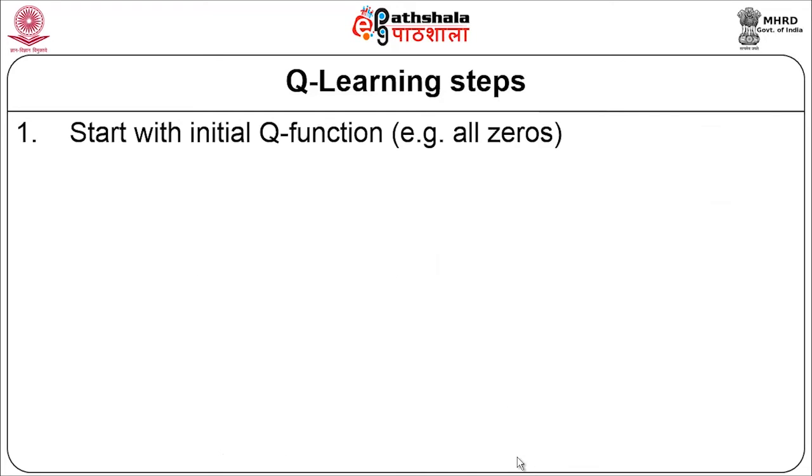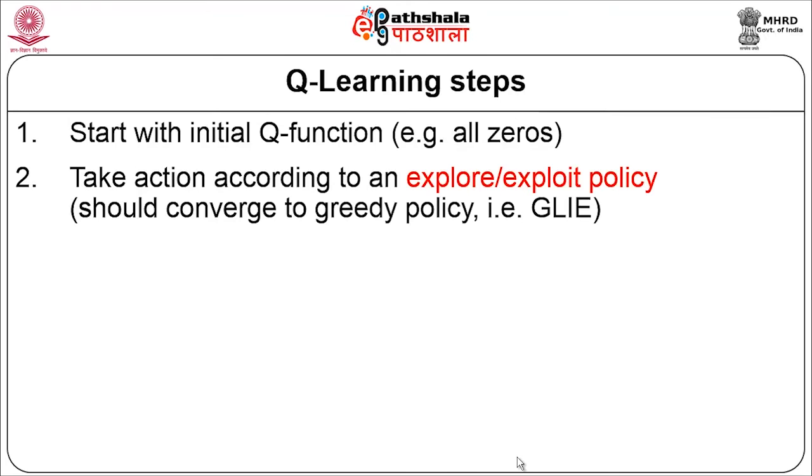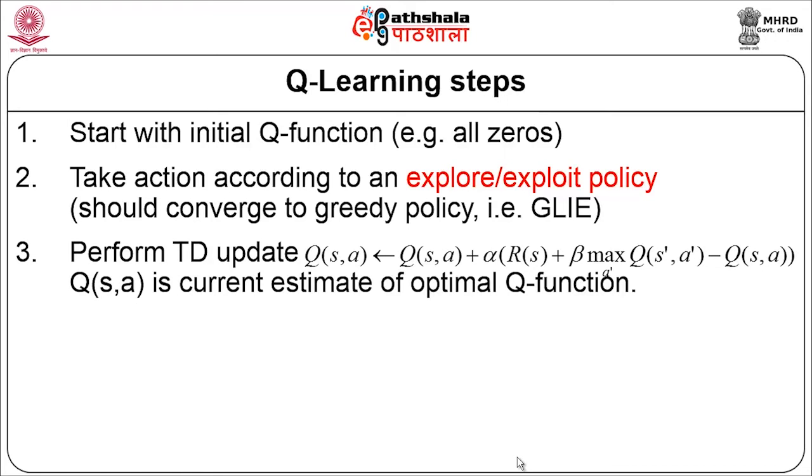Start with an initial Q function which can be all zeros, and then take action according to the explore exploit policy, which should converge to a greedy policy, and perform the TD update, that is the temporal difference update, where the temporal difference is nothing but the difference between the Q factor of the destination state minus the source state. So, that is what you find. So, Q of S comma A is the current estimate of the optimal Q function, then you go back to step 2, take action again, update it and so on.